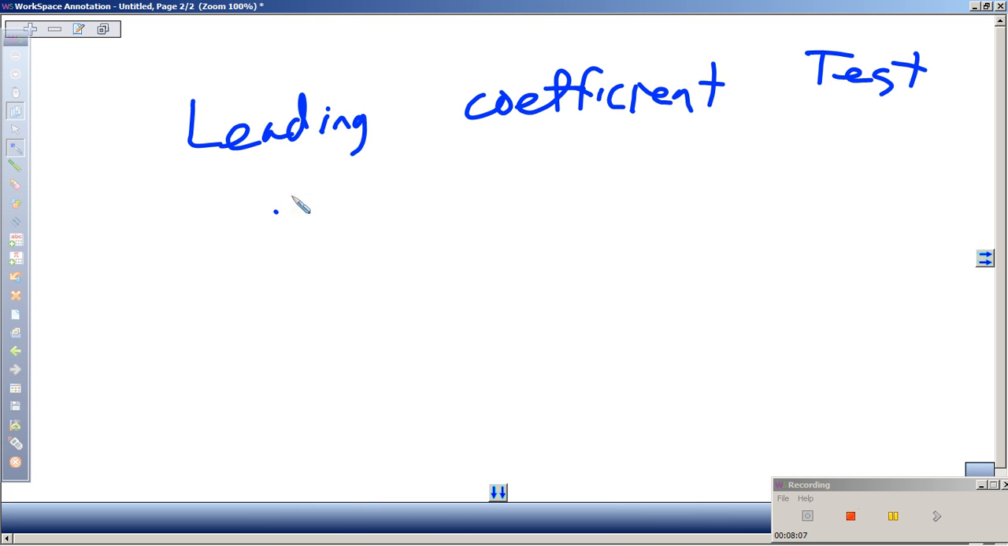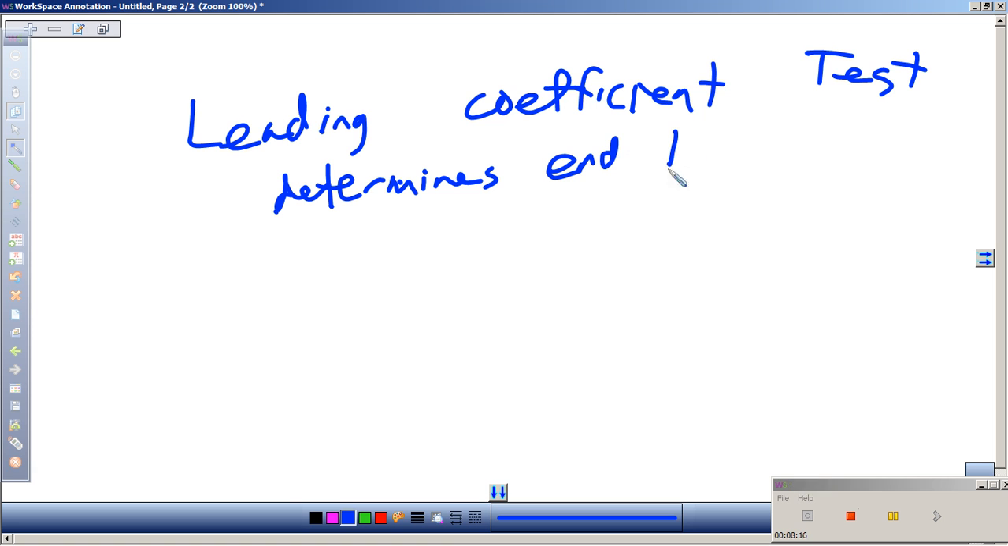So this determines, oh, that's really ugly writing. End behavior. And this is what you see on the chart. If it's positive even, positive odd, negative even, negative odd. You can see that in the chart, right?